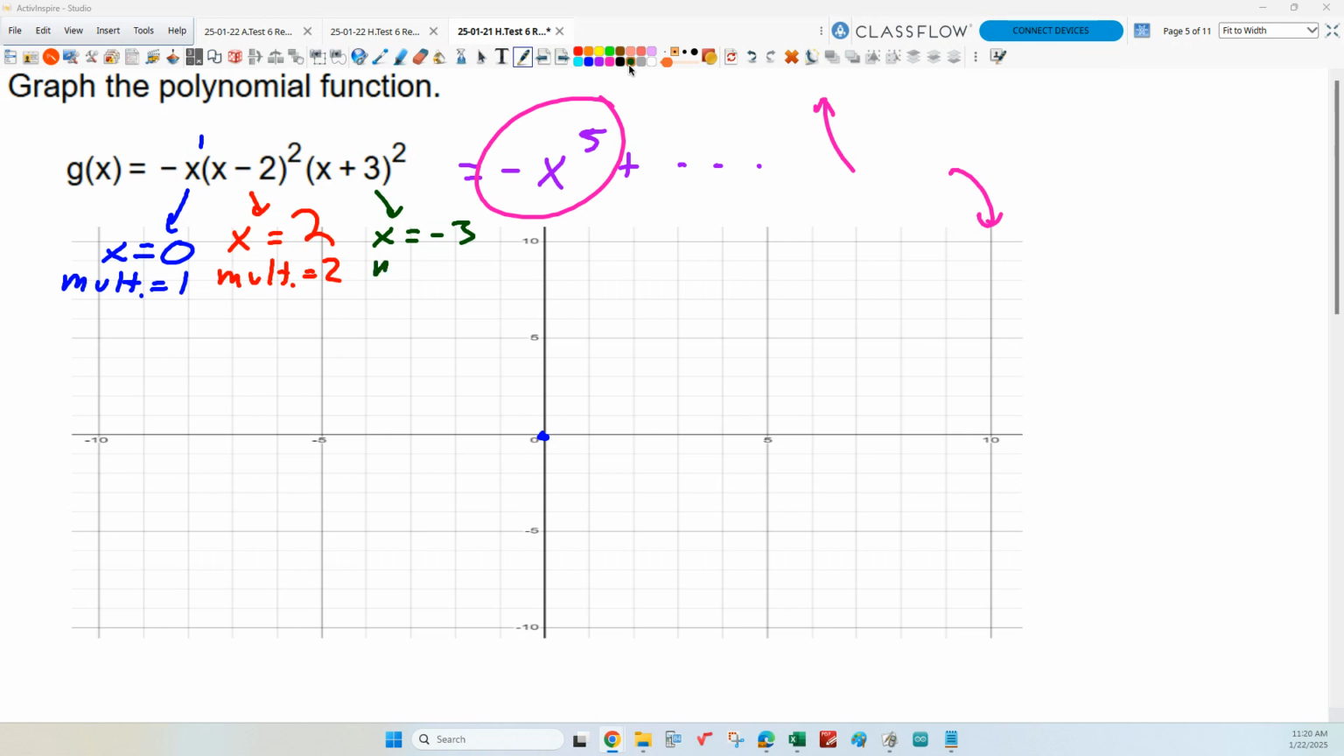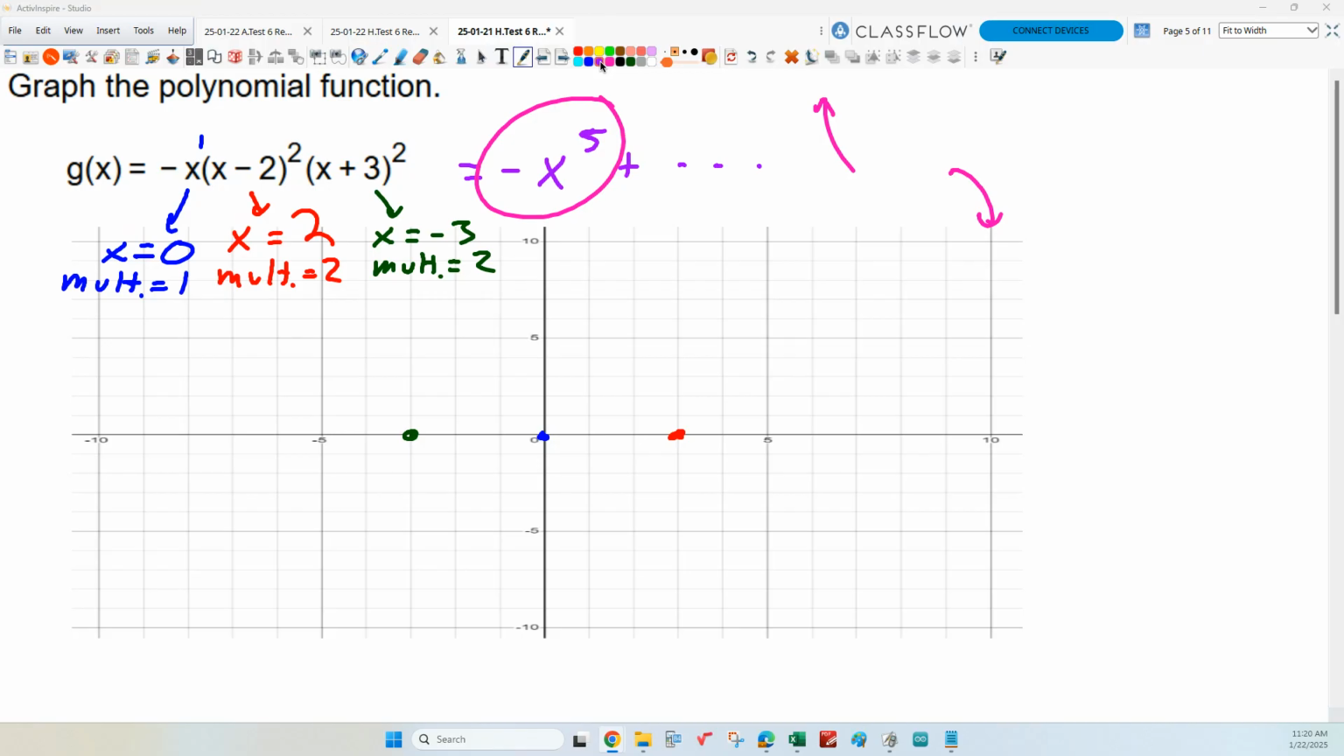-3. Multiplicity? What is it? 2. Good. So that's going to bounce again, right? So we should be able to put this thing together then. So we had a green x-intercept there. We had a red one there. And now we should be able to graph this guy.